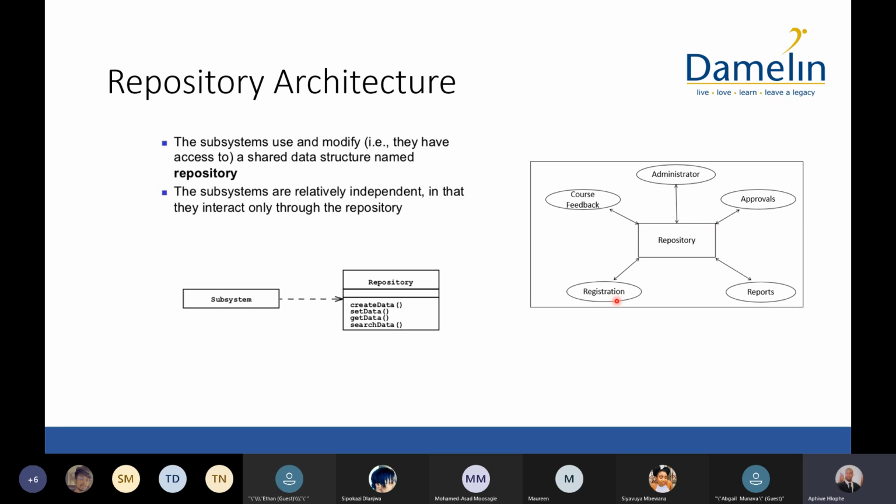So we have a system that registers the students, a system in which students can give course feedback, a system in which the administrator accesses the data of the students, a system at which you do approval for the different people that are registering, and a system that you do the reporting on. So we have all of these different subsystems operating and accessing this shared database, but accessing different parts of it. And that's the nature of the repository architecture.